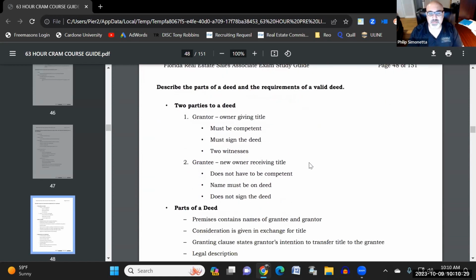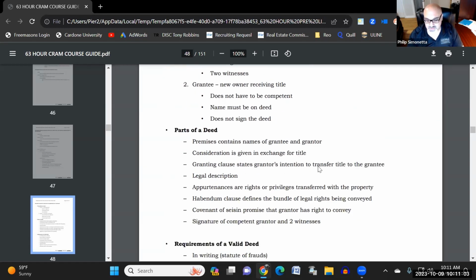Now let's describe the parts of the deed and the requirements of a valid deed. There are two parties to a deed. You have the grantor, who is the owner giving title. They must be competent, must sign the deed, and there must be two witnesses to verify. The grantee is the new owner receiving title. They do not have to be competent. The name must be on the deed, and the grantee does not sign the deed. Only the grantor does.